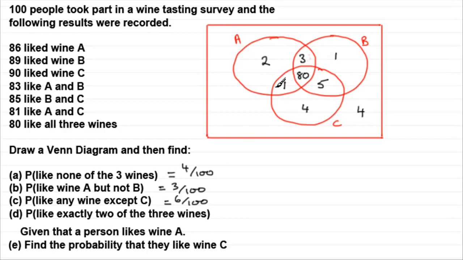So it's going to be this one here. This one person likes exactly just A and C, exactly two of those wines. These three people here just like A and B, and these five people here just like B and C. So what you've got is the 3, the 1 and the 5, a total of 9 people that like exactly two of the three wines. So that's going to be 9 out of 100.